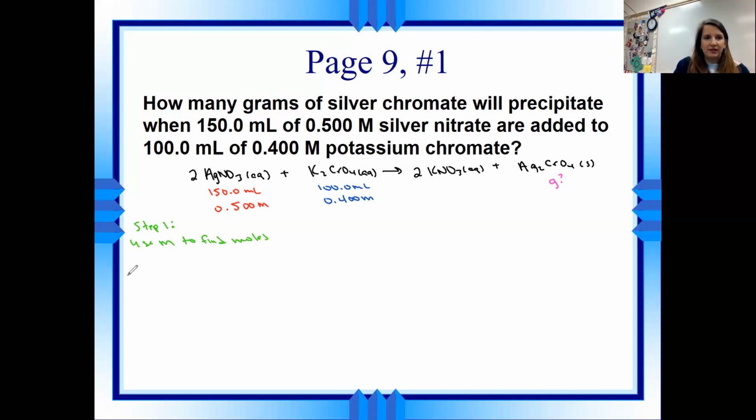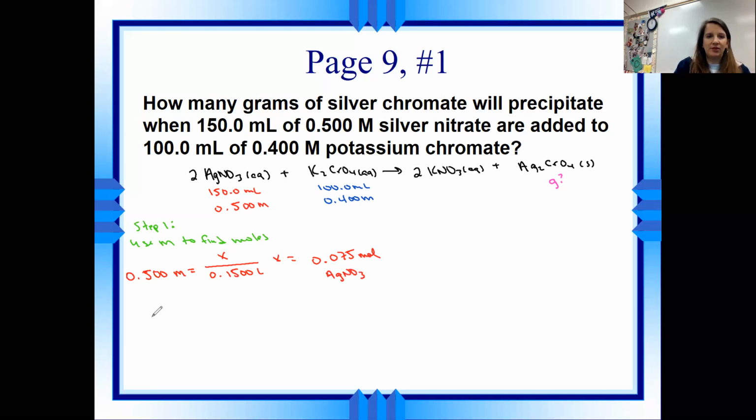So I've got 0.500 molar. I'm going to try to find my moles of the silver nitrate. And I've got to put this into liters. So let me go ahead and solve for this. That tells me that X is equal to 0.075 moles of silver nitrate.